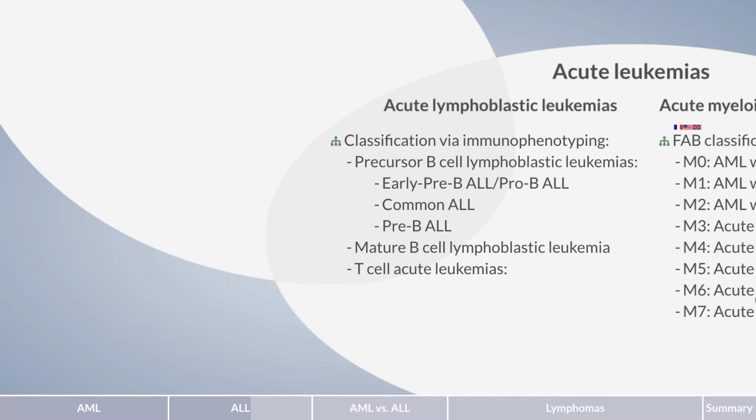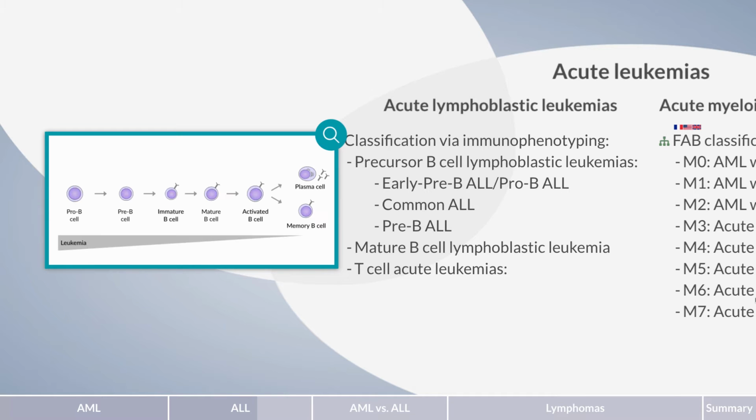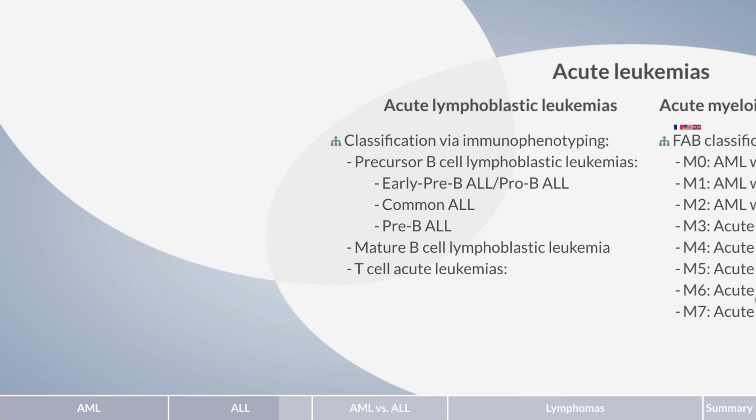For comparison, let's go back to B-cell maturation, which was shown in Part 1 of this topic. Here we can find the pro-B cell, pre-B cell, and mature B cell. The maturity level of cells from common acute lymphoblastic leukemia lies between pro-B and pre-B cells. It is termed common because it is the most frequent form of acute lymphoblastic leukemia, accounting for approximately 50% of cases.